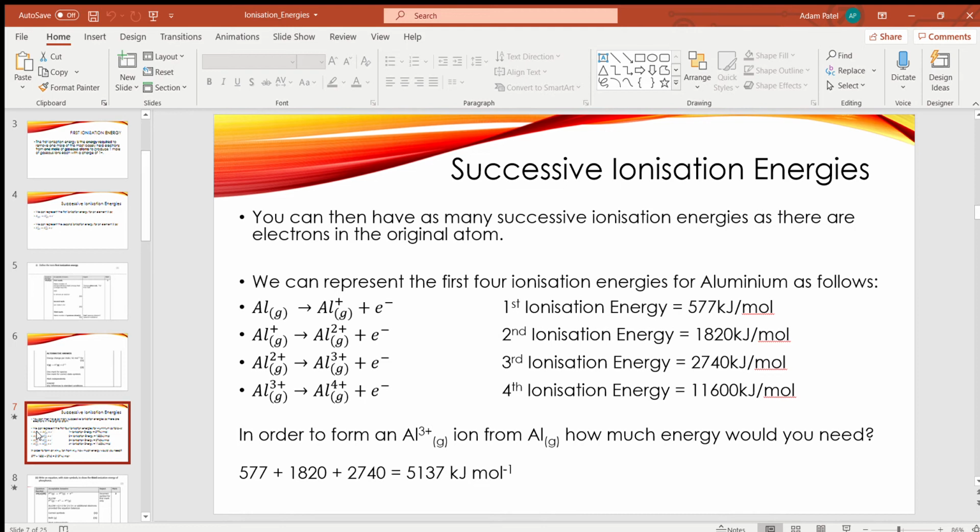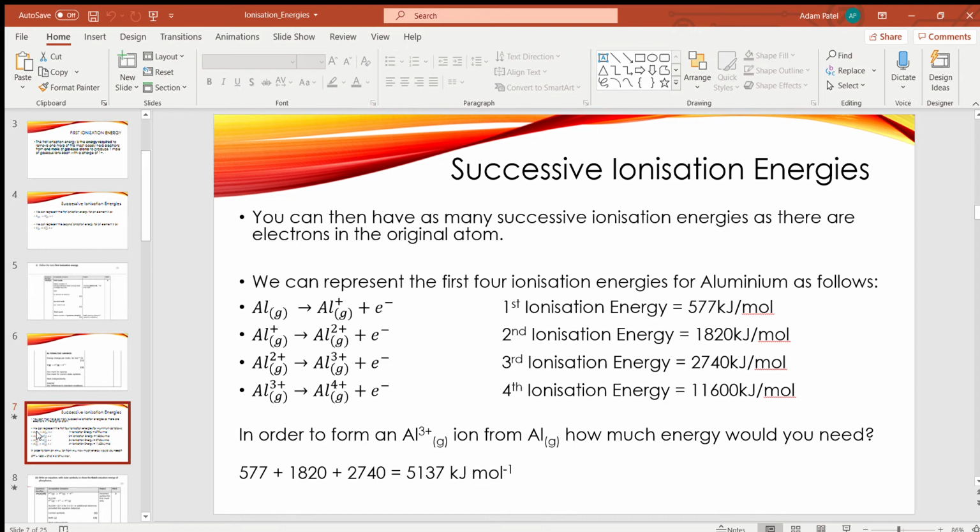In order to form an Al3+ ion from Al, how much energy would you need? So this is the question, and how to answer it is looking at Al going to Al3+. That would require going to the third ionization energy, where Al3+ is formed. So we need to look at the first, the second, and the third ionization energy, because we want to work out how much energy you would need.